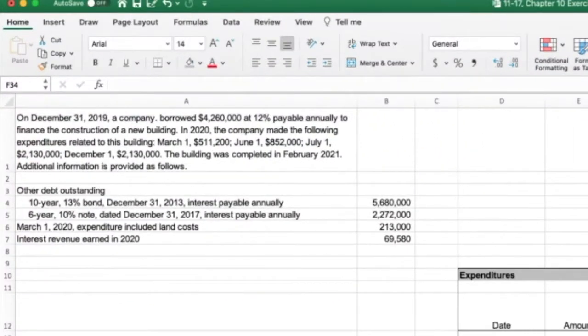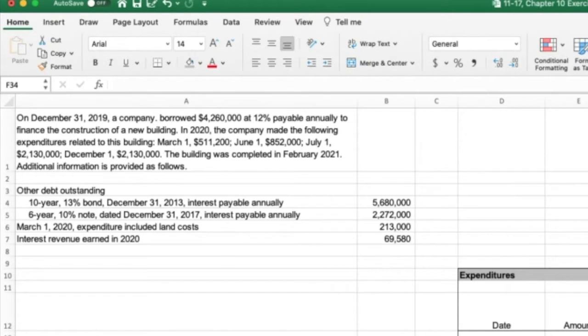So on December 31st, 2019, a company borrowed $4.2 million at 12% payable annually to finance the construction of a new building. In 2020, they borrowed this money in December, so the whole amount of this loan was outstanding the whole period. That's kind of important. It's not always the case. It was actually outstanding before they started construction, which is meaningful, as you'll see in a minute.